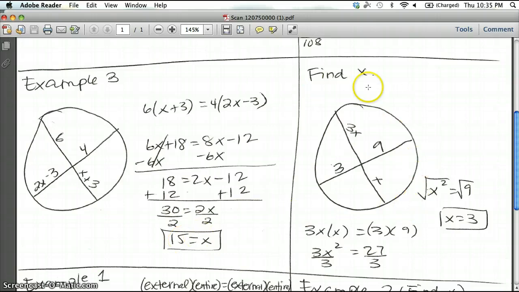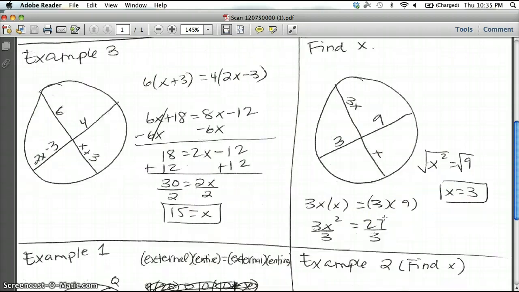Then finally, example 4, again, the lines are intersecting inside the circle, so I'm going to multiply 3x times x and 9 times 3. So 3x times x gives me 3x squared, and that equals 9 times 3, which is 27. I divide by 3, and I get x squared is equal to 9, because 27 divided by 3 is 9. And then to get rid of my x squared, I need to take the square root. So I square rooted both sides and I got x equal to 3.